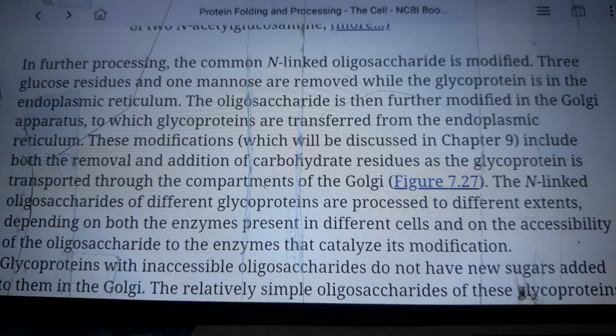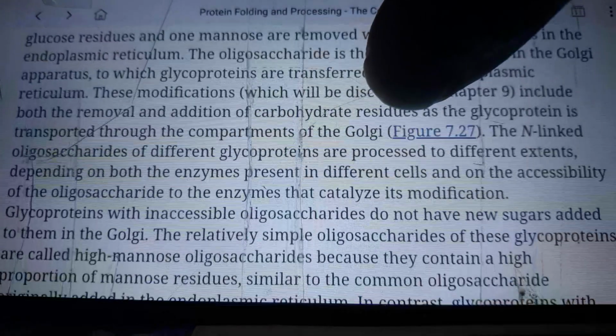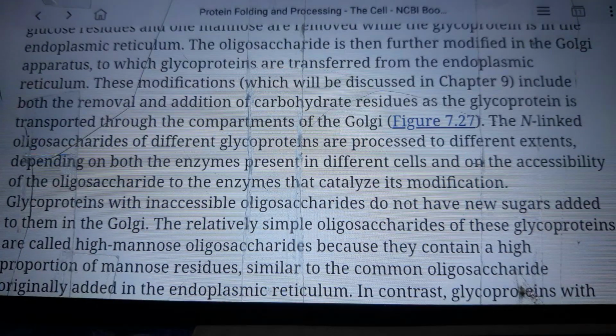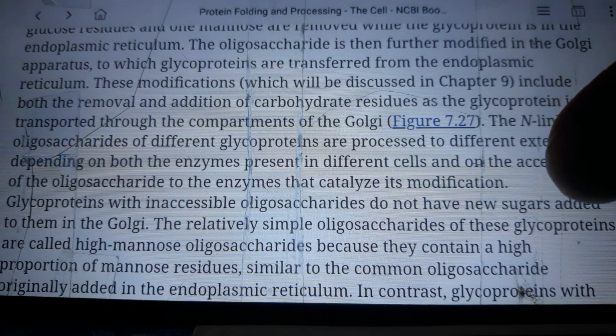processing, the common N-linked oligosaccharide is modified, 3 glucose residues and 1 mannose are removed while the glycoprotein is in the endoplasmic reticulum. The oligosaccharide is then further modified in the Golgi apparatus to which glycoproteins are transferred from the endoplasmic reticulum. These modifications, which will be discussed later, include both the removal and addition of carbohydrate residues as the glycoprotein is transported through the compartments of the Golgi, as seen in figure 7.27.